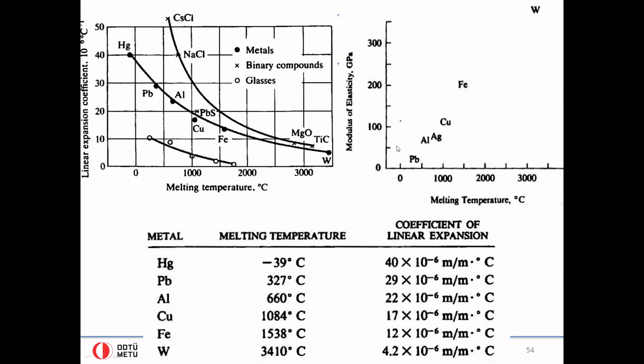Now, the reason why you have a very nice line here is because all of these are examples of metals and are all metallically bonded. If you were to choose some examples of ionically bonded materials, such as the so-called binary compounds, you'd see that there would be a relationship, but it would be along a different line.